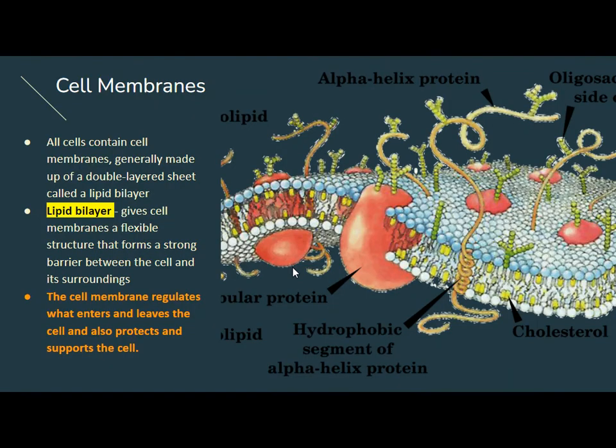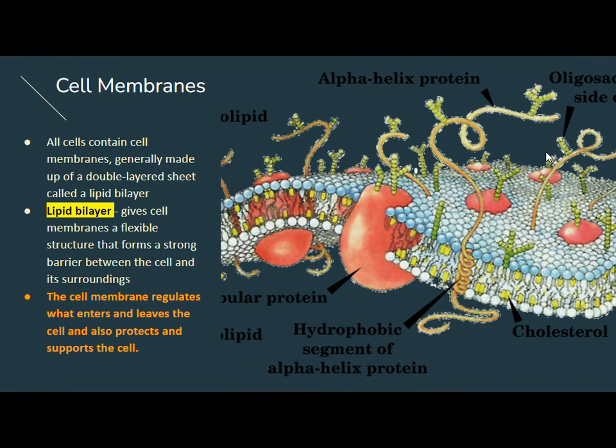So then we have our cell membranes. Yes, cell membranes look that complicated. They are phospholipid, also called a lipid bilayer. We talked about this when we talked about lipids at the beginning of the year. There's a hydrophilic and a hydrophobic portion of our cell membrane. All cells contain cell membranes, and they are generally made of this double layered sheet called a lipid bilayer. The parts on the inside are hydrophobic. They're afraid of water. The parts on the outside are hydrophilic, and they like water.